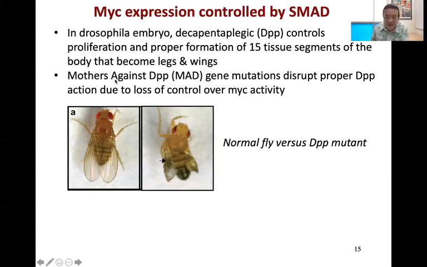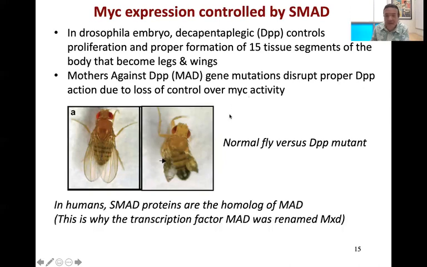There's another protein made by a gene called Mothers Against DPP, or MAD. You can tell people are getting a little too clever for their own good here. It was identified earlier that this MAD protein is a regulator of DPP, and DPP itself has some influence on control over MYC.